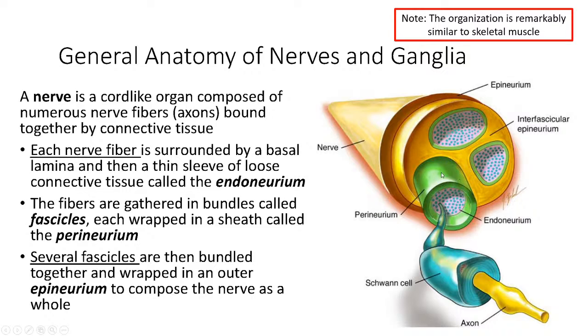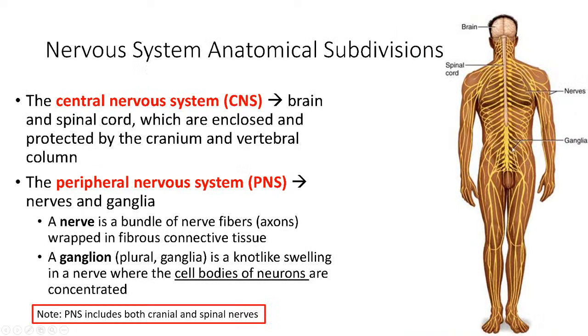This is a cross section of a nerve, if that wasn't clear. All right. So the nervous system is divided into two large parts to begin with. We have the central nervous system, which includes the brain and the spinal cord. That's it, brain and spinal cord. That's the central nervous system. The peripheral nervous system includes the nerves and ganglia outside of the spinal cord.